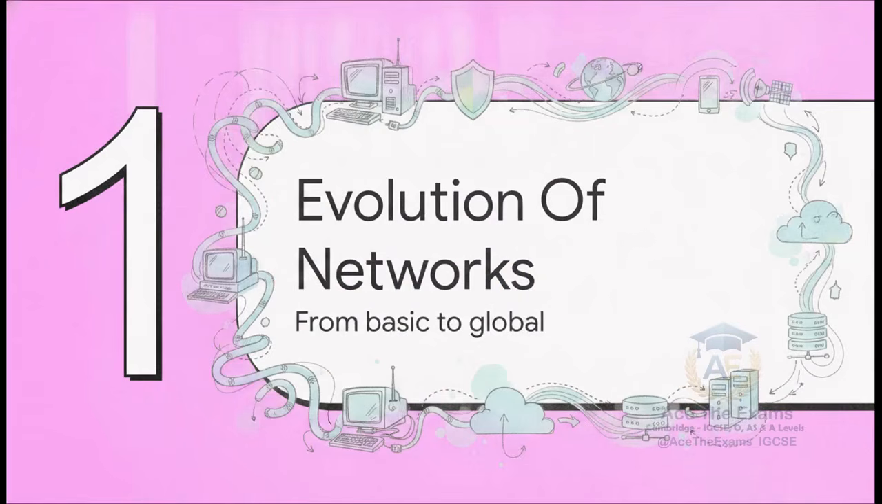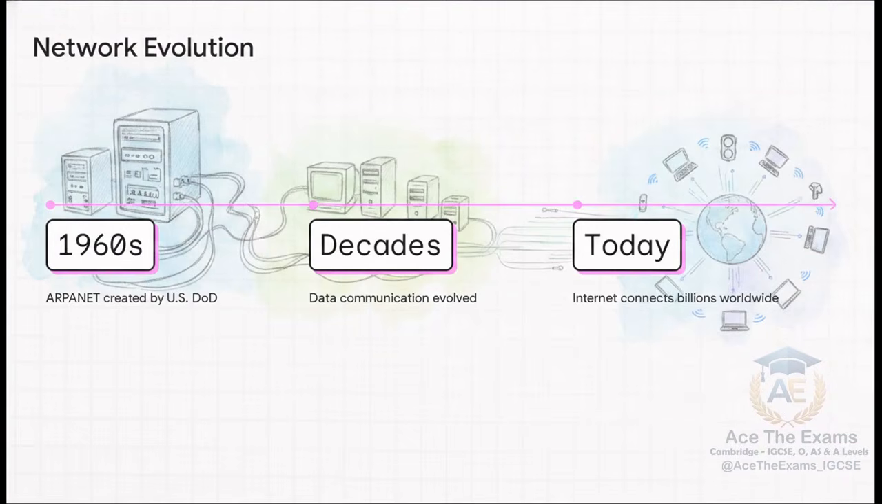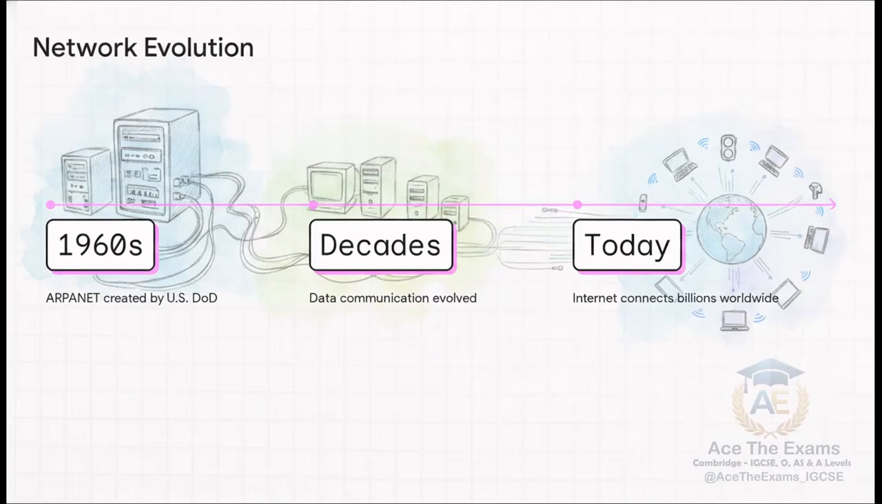All right, Section 1, Evolution of Computer Networks, from Basic Connections to Global Systems. To really get how to answer those high-level questions, we first need to understand how these systems evolved. Picture this. It's the late 1960s. The U.S. Department of Defense funds the first working network, called ARPANET. And the reason why is pretty fascinating.